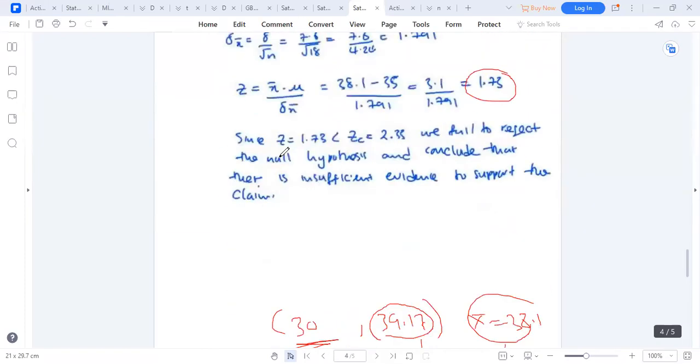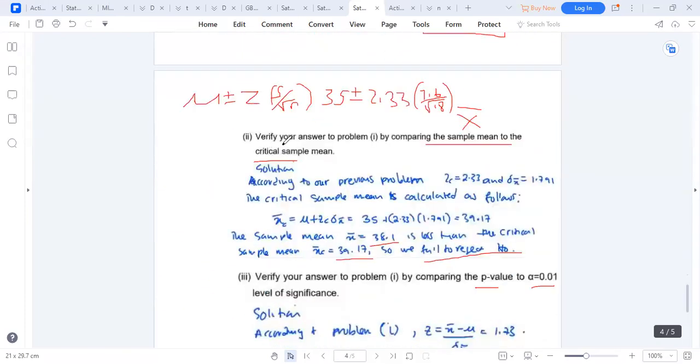Then the second part is asking us to verify your answer by comparing the sample mean and the critical mean. The sample mean we already have. It is 38.1. The critical mean is simply the upper bound, in short.